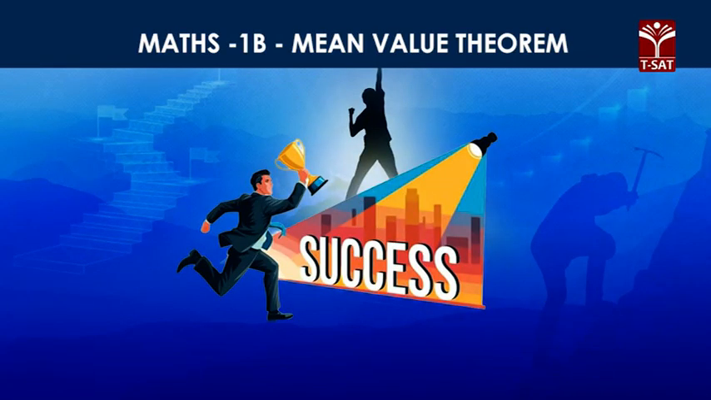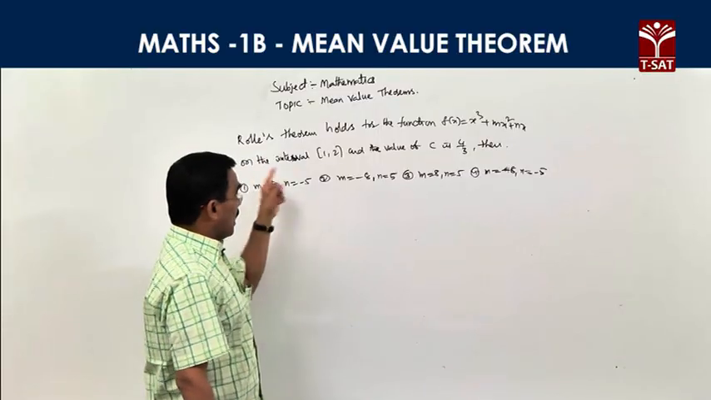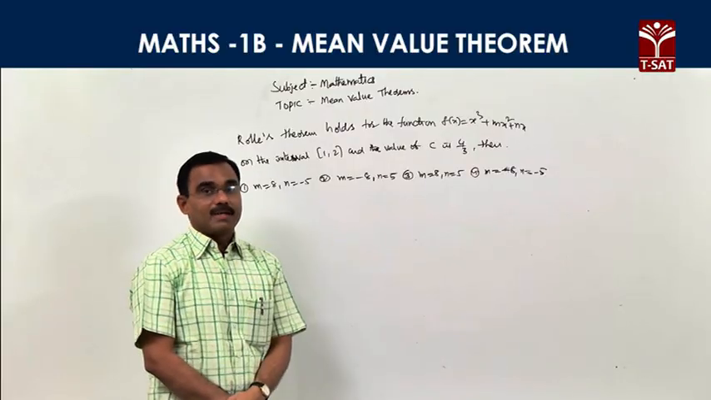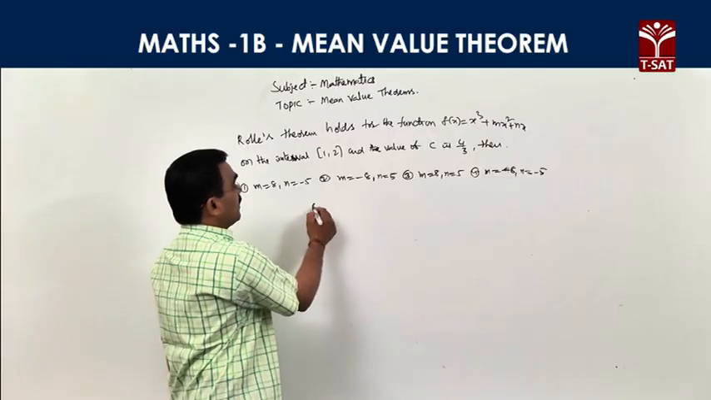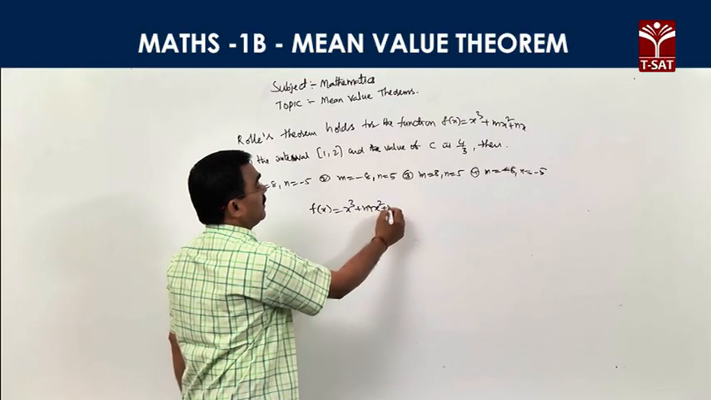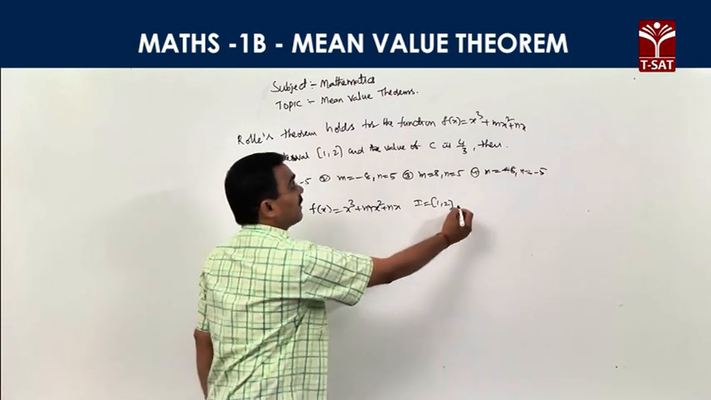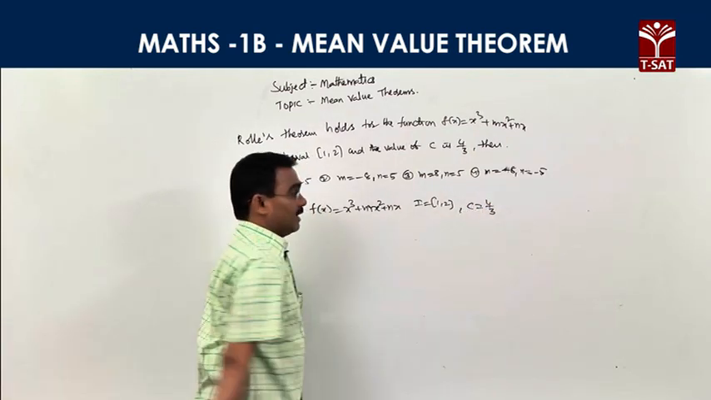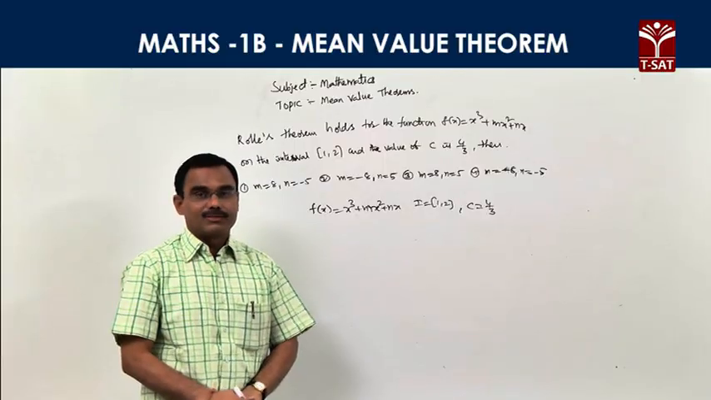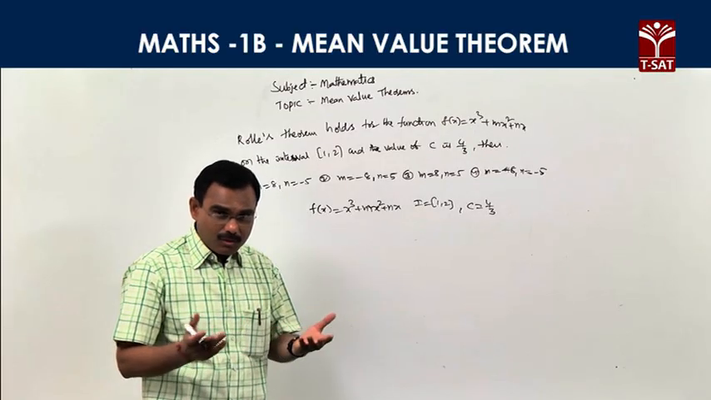The next problem: Rolle's theorem holds for the function f(x) equal to x cube plus mx square plus nx on the interval closed 1 comma 2, and the value of c is 4 by 3. We are asked to find the m and n values. The given function is f of x is equal to x cube plus mx square plus nx in the interval I is equal to closed 1 comma 2. F satisfies all the conditions of Rolle's theorem, and the c value is 4 by 3.